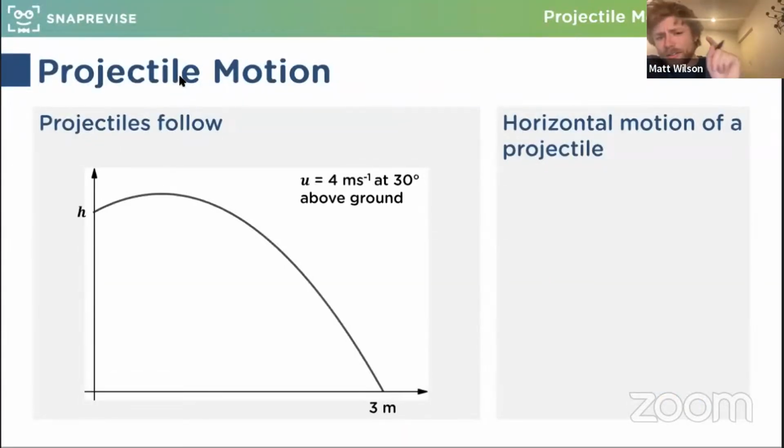So let's imagine that we have this situation here. What is this situation? This is a situation in which we have a projectile which is fired at an angle. This is 4 meters per second, and it's fired at an angle of 30 degrees. Okay, good. Our goal is going to be to find out h.